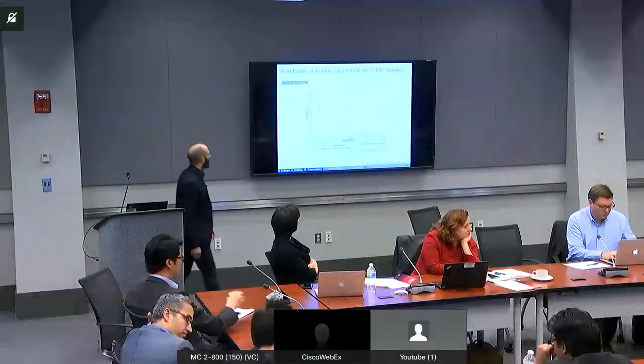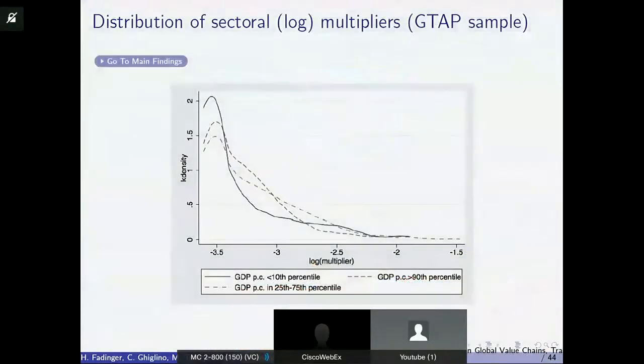And here we basically have a plot of the distribution of these multipliers depending on the per capita income level. So, for example, countries at the 90th percentile of per capita income, that's the red dashed line, they have a lot of mass here in the middle of the distribution, meaning basically that the average sector is intermediately connected, while very poor countries, so bottom 10% of income per capita, they have most mass here on the left, meaning that the sectors are not connected at all, and that there are just a few sectors over here which are really high multiplier sectors. Okay.